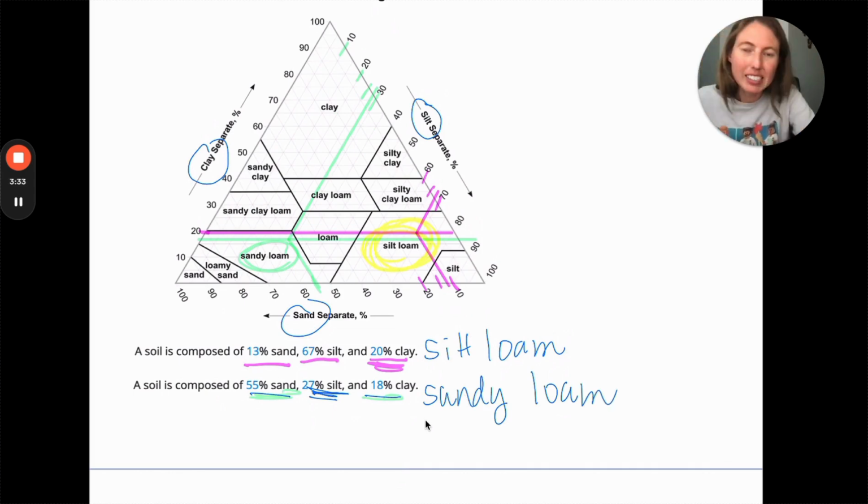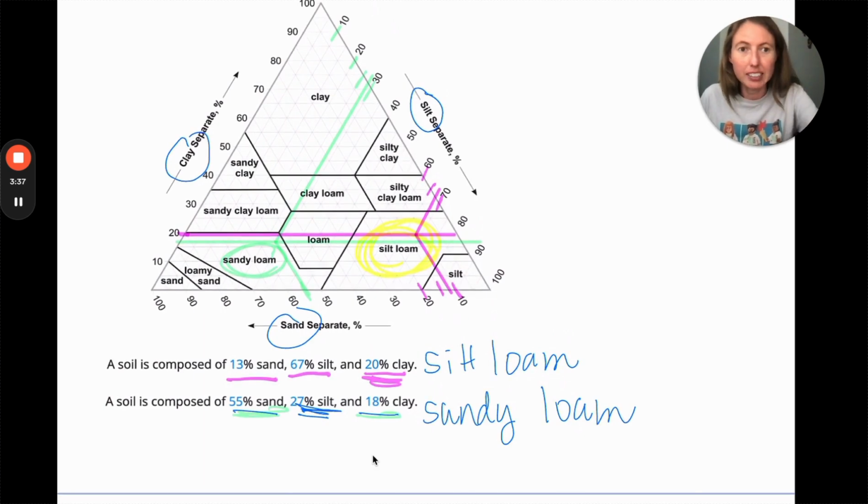So just keep practicing, and if you need more practice, you can always click into the extra practice to do more. Hope that helps.